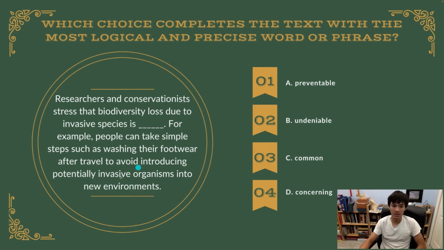Our key phrase here, which is going to give us this answer, is introducing potentially invasive organisms. That gives a hint to the preventable idea that they're trying to get across. And in terms of undeniable, common, or concerning, this supporting sentence would be talking about how it would either be undeniable, common, or concerning. So let's go on to the next one.